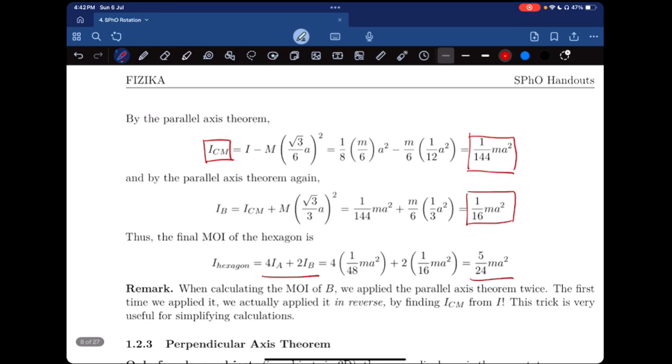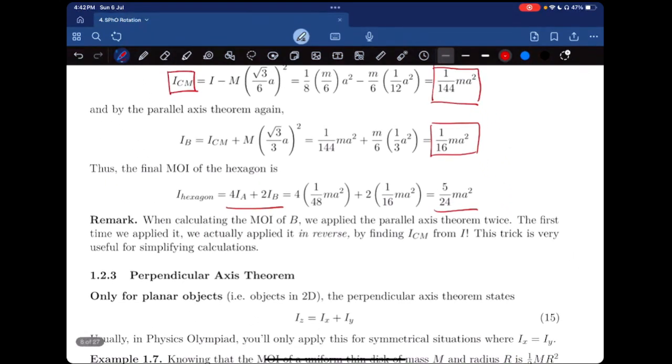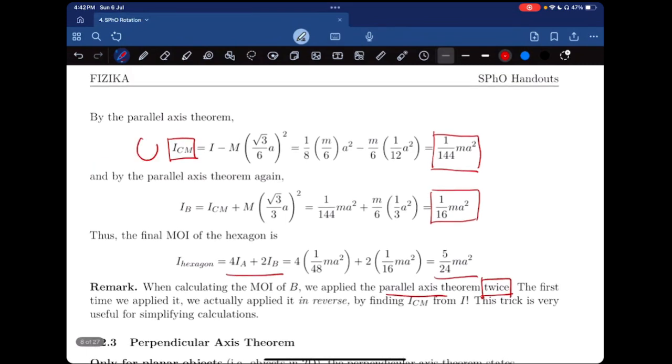So the hard part about this problem is actually applying the parallel axis theorem twice. The first application might be a bit difficult to spot, because instead of finding I about some other axis using the ICM, you're doing the reverse. You're finding ICM using the I about some other axis. So this is sometimes used as a trick, and you should be able to spot it. Applying it in reverse is quite a sneaky trick that you should know.